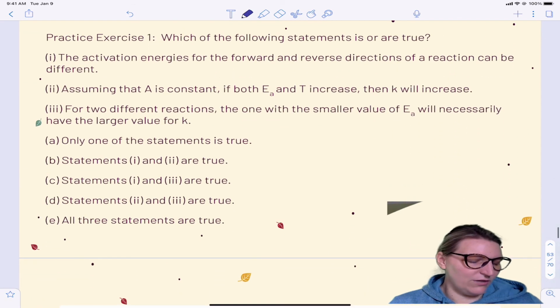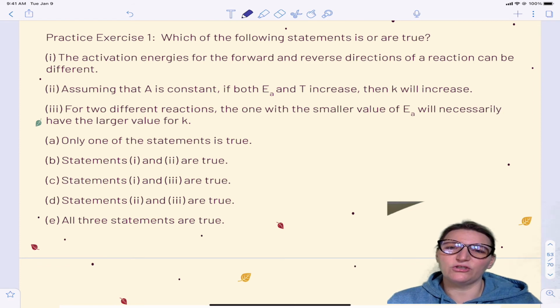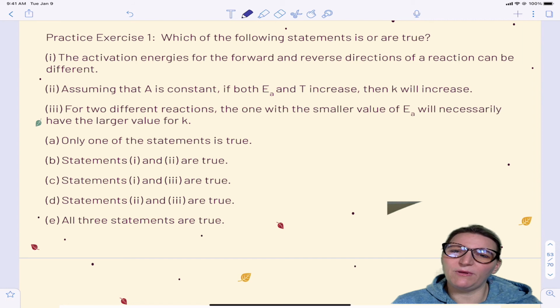The next question is a multiple choice question. Which of the following are true? They've started taking this type of question off of the AP exam, but it's still good practice for us. So basically you just read each of those 3 statements, 1, 2, and 3. I always put a T or F or a check somehow, and then at the end look at the answer choices. The activation energies for the forward and reverse reactions can be different.